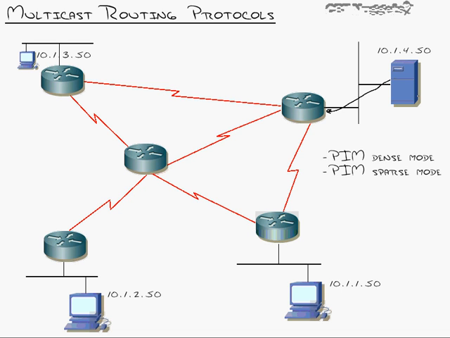So PIM sparse mode, being the more efficient of the two, will designate that rendezvous point, and all routers will point to that, and it does not flood the network like dense mode. It just, as it receives requests, it will send it to the rendezvous point, and the rendezvous point will go acquire the stream and send it to everywhere else. So those are the two major multicast routing protocols that exist.